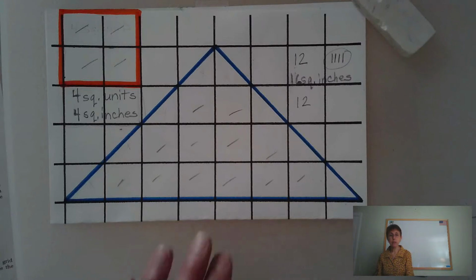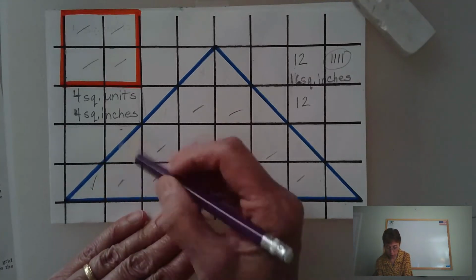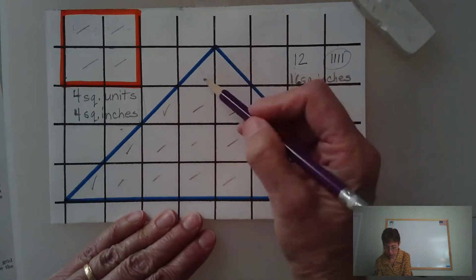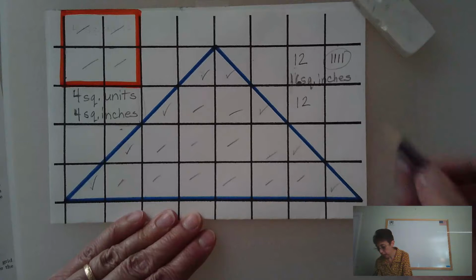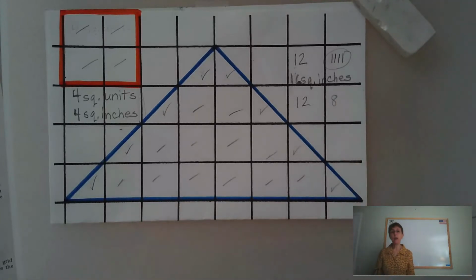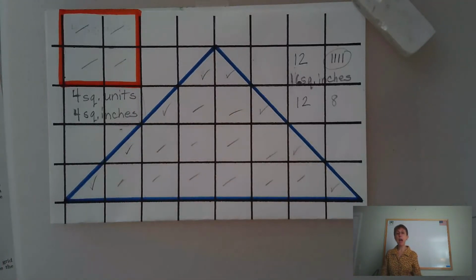In this case, if you were to do that, then you would have to say that you have 1, 2, 3, 4, 5, 6, 7, 8. You'd have to say you have 8 more squares because each of these is a half, and it says anytime it's half or more than half, count it as a whole.